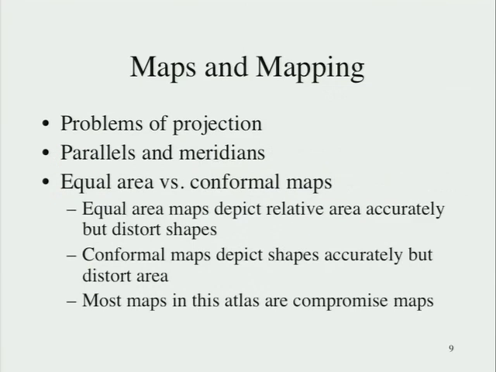Most maps in this atlas are actually at neither extreme. They are compromise maps in which the two have been balanced against each other to try to arrive at some kind of workable representation. Any questions?